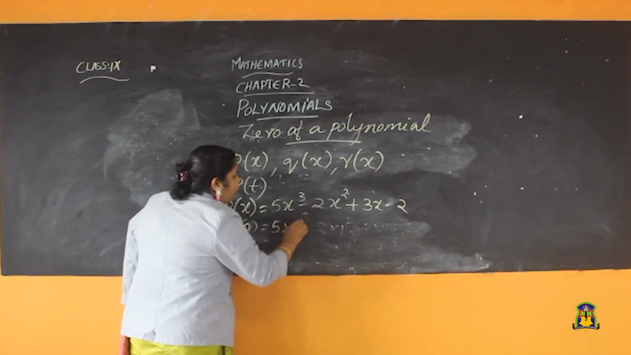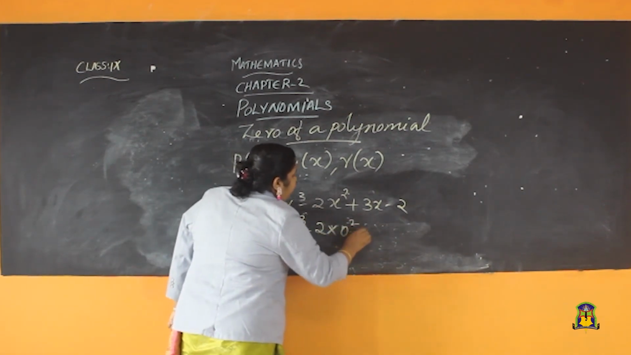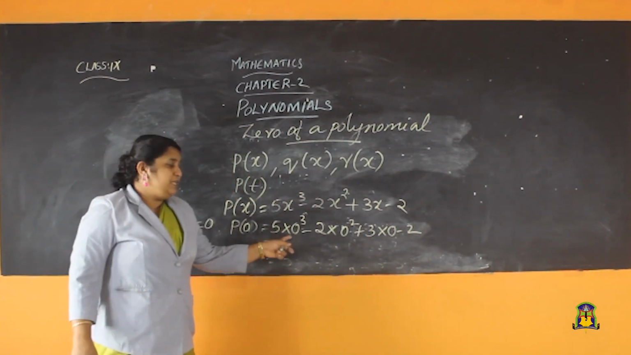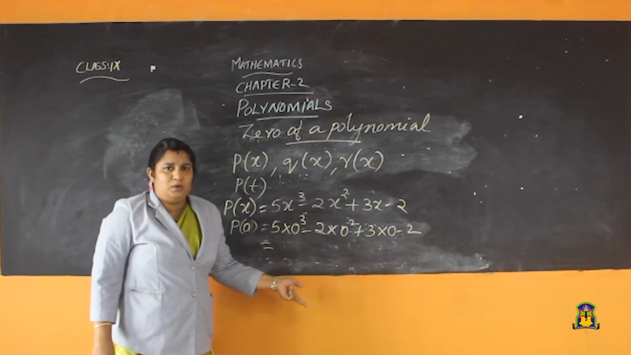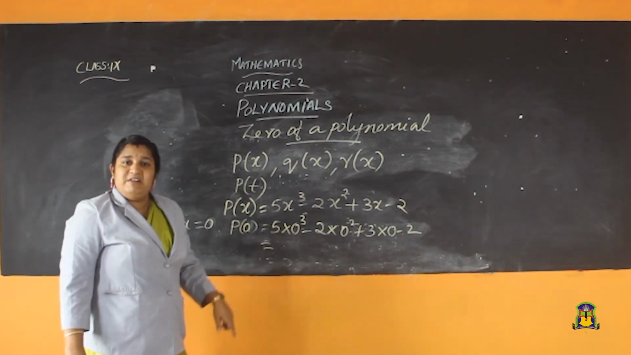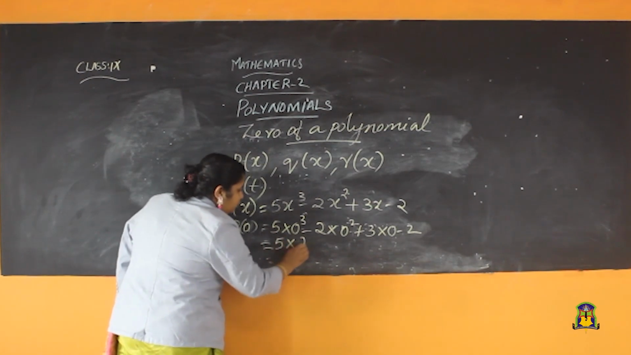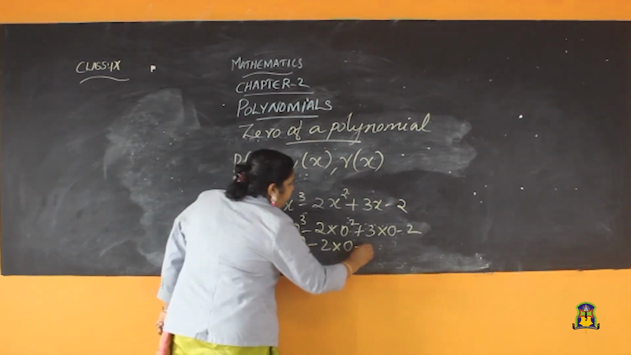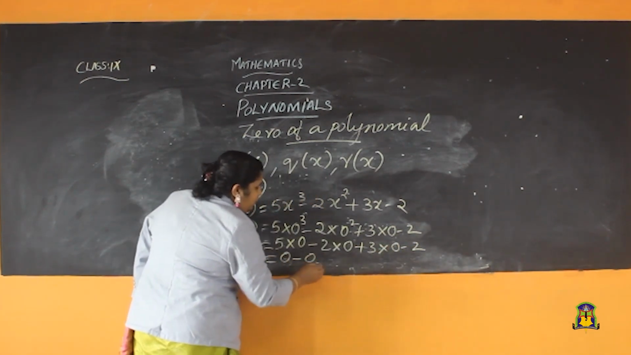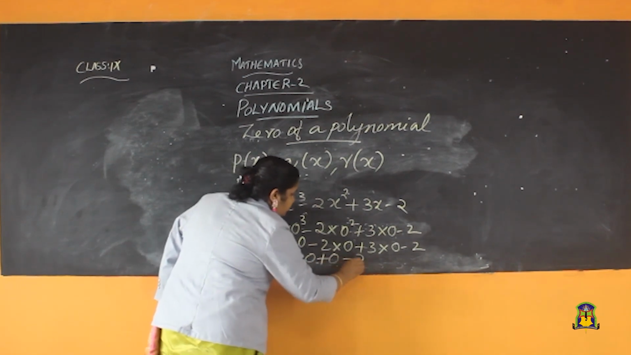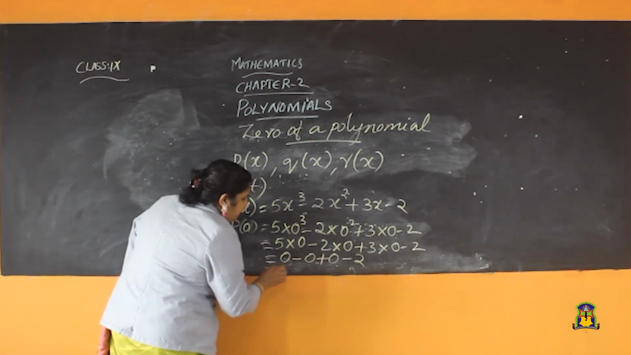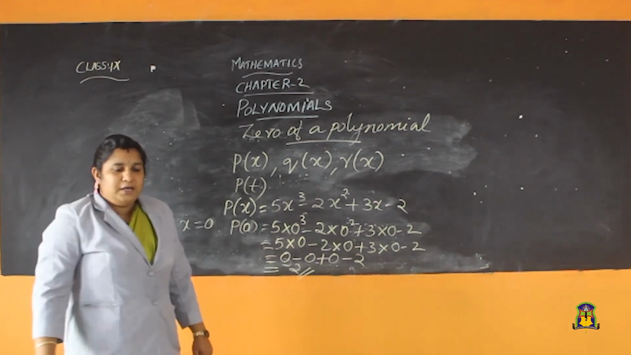So 5 into 0 cube minus 2 into 0 square plus 3 into 0 minus 2, which is equal to, 0 raised to any number means the answer will be 0 only. And 5 into 0 is also 0, because 0 multiplied by any number we will get the answer as 0. So I will write here 5 into 0 minus 2 into 0 plus 3 into 0 minus 2. 5 into 0 is 0, 2 into 0 is 0, plus 3 into 0 is 0, minus 2. 0 plus or minus 0 means it is also 0 only. So what is my final answer? Answer is minus 2. Understood?